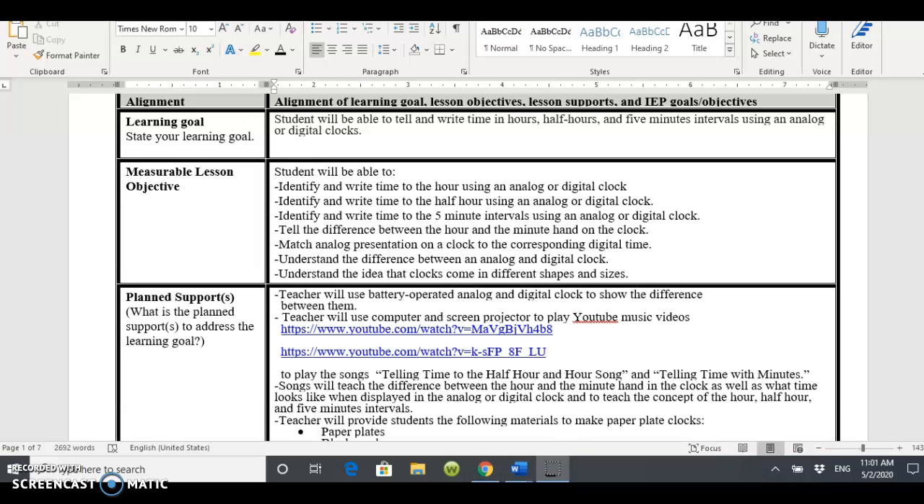Students will be able to identify and write time to the hour using an analog or digital clock, identify and write time to the half hour using an analog or digital clock, identify and write time to the 5 minute intervals using an analog or digital clock, tell the difference between the hour and the minute hand on the clock, match an analog presentation on a clock to the corresponding digital time, understand the difference between an analog and digital clock, understand the idea that clocks come in different shapes and sizes.